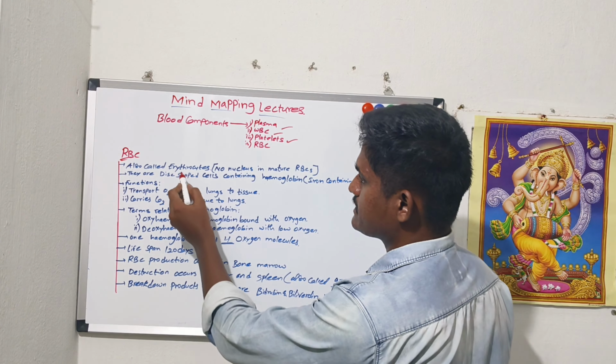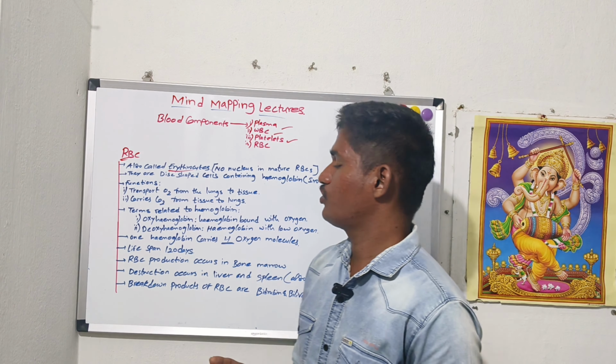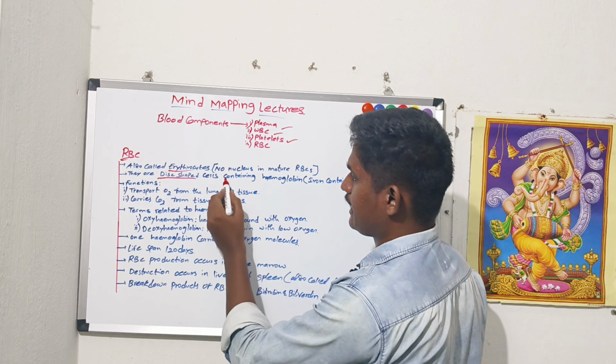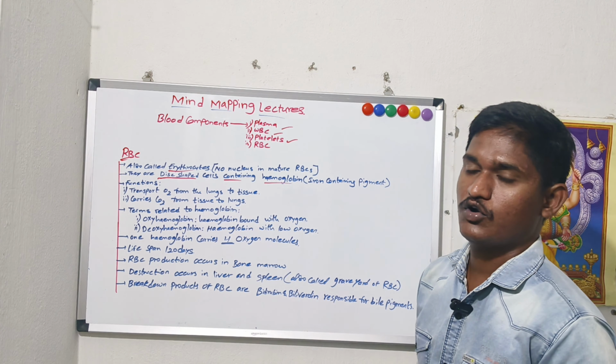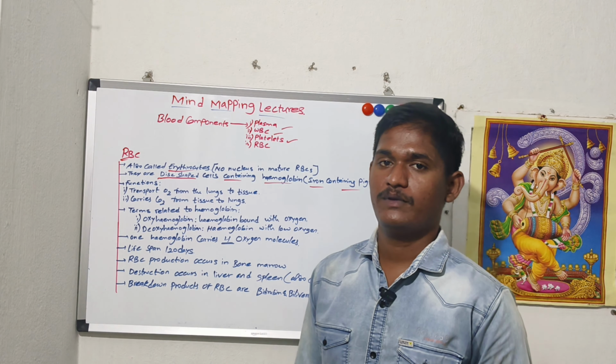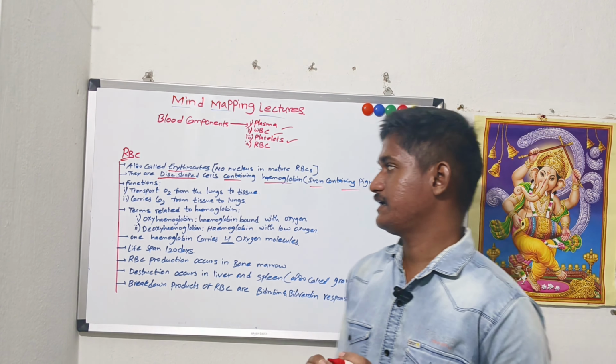RBCs are also called erythrocytes. They have no nucleus in the mature RBC. They are disc-shaped cells containing hemoglobin. Hemoglobin is an iron-containing pigment. Because of the hemoglobin, the red blood cells appear red in color.